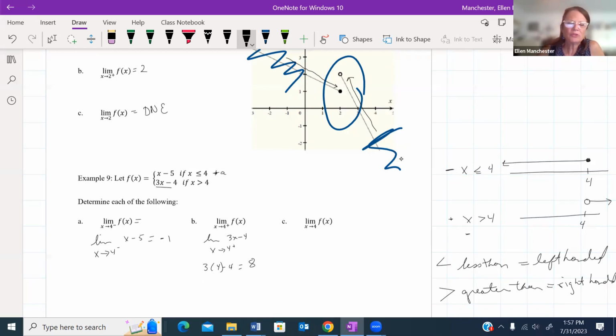So approaching from the left is -1, and approaching from the right is 8, which means C says we're coming in with both fingers. Well, they are not coming to the same place. From the left, it's heading towards -1. From the right, it's heading towards 8. So that automatically tells you that this one does not exist. Even though you have an equal sign, x is less than or equal to 4, that doesn't matter. What matters is, what are we approaching, and are we approaching the exact same value?